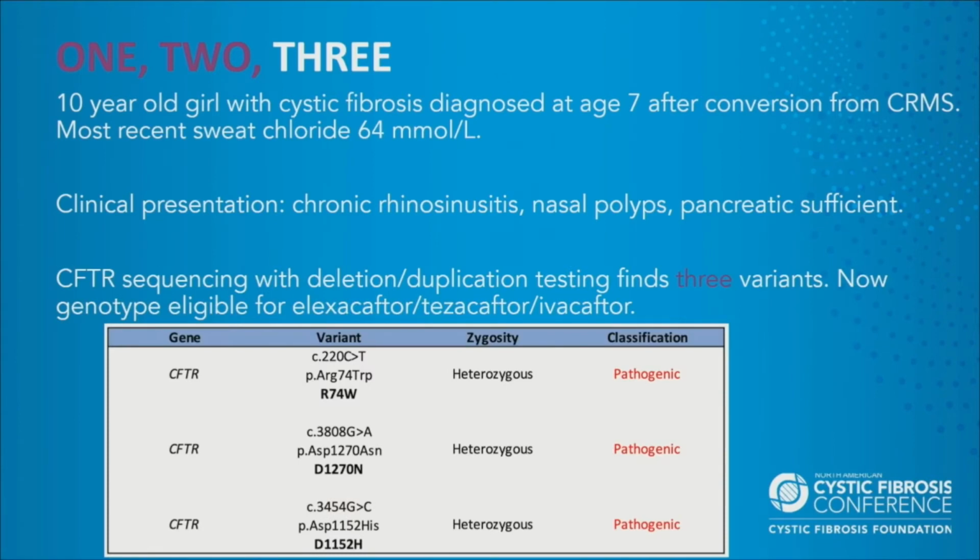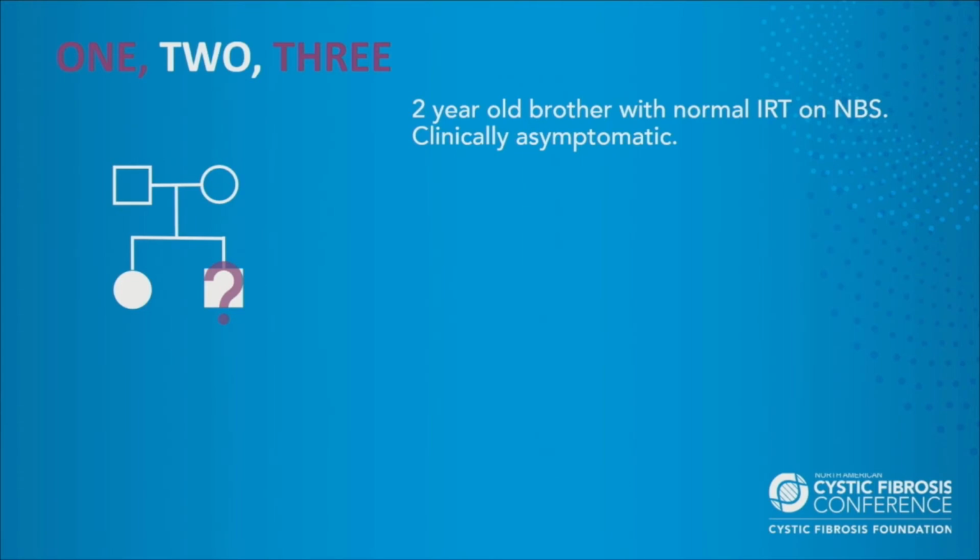And she undergoes CFTR sequencing with del-dup this time, and her testing finds 3 variants, not the 2 that you would typically expect. And so she's modulator eligible based on these mutations. And the family then, in appreciating that she's modulator eligible, questions their 2-year-old, so her little brother, who had a normal newborn screen because his IRT was normal, and he's clinically asymptomatic. But given that she's now eligible for this and they've read a lot about modulators and see the benefit, they want to know, well, what does this mean for him? And so they want him to have testing.